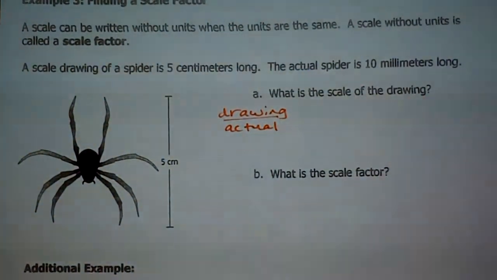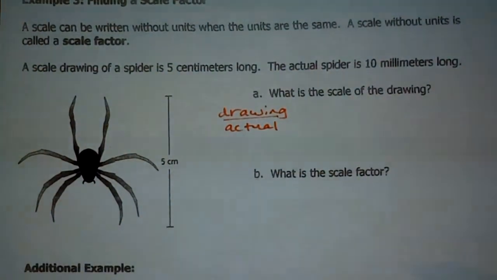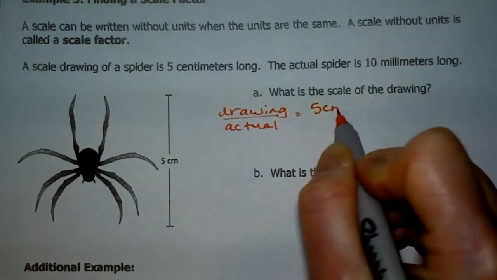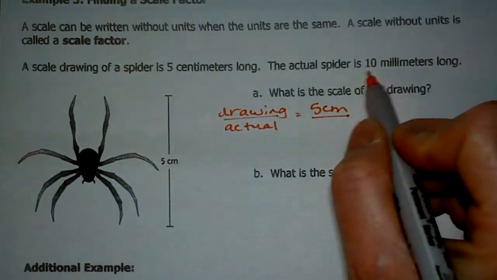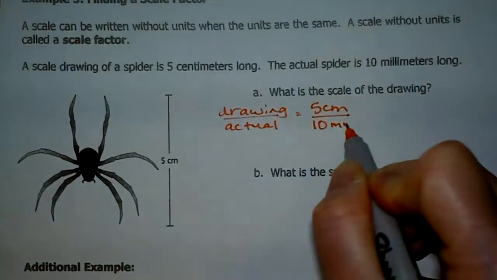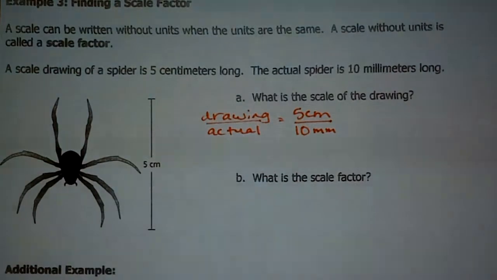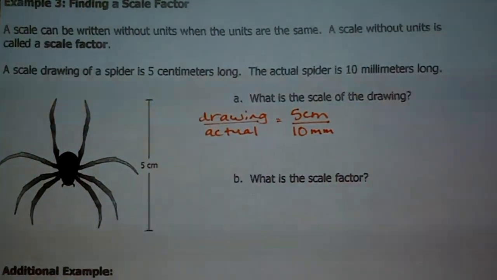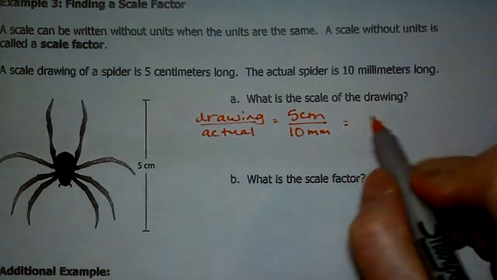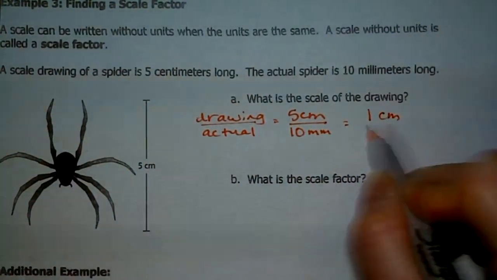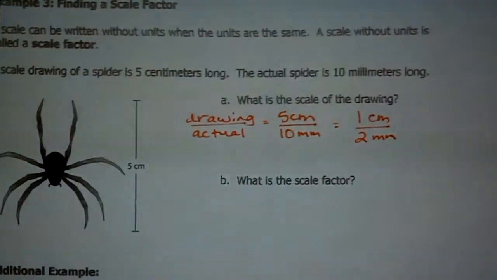Okay, so in a scale I'm allowed to have 2 different units. So let's see. The drawing here is 5 centimeters, right? So 5 centimeters goes on the top. And then the actual is 10 millimeters. It says it right up there. So right now I could say 5 centimeters to 10 millimeters, but you never want to not have a ratio simplified, right? So the GCF of 5 and 10 is 5. 5 goes into 5 once, and 5 goes into 10 twice. I have to include the units because they're different.